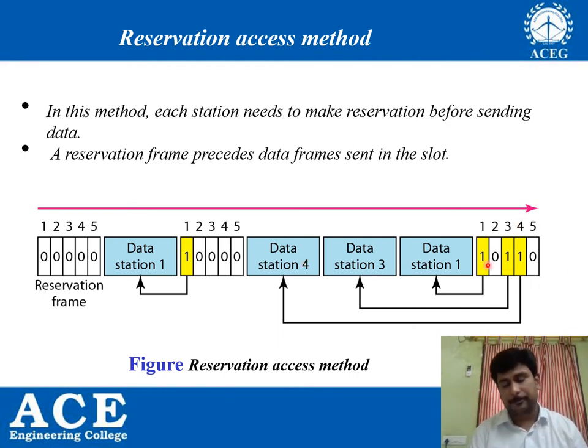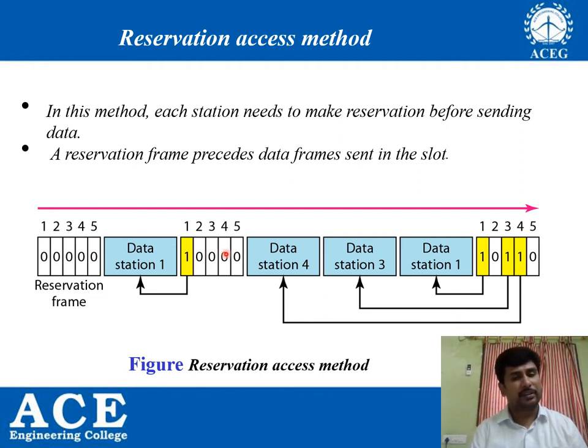For instance, here there are a total of 5 devices, out of which only devices 1, 3 and 4 have a reservation, and 2 and 5 do not. So among all these 5, only 3 devices, that is data stations 1, 3 and 4, will transmit. Coming to the next slot, out of 5 devices, only station 1 had made a reservation.